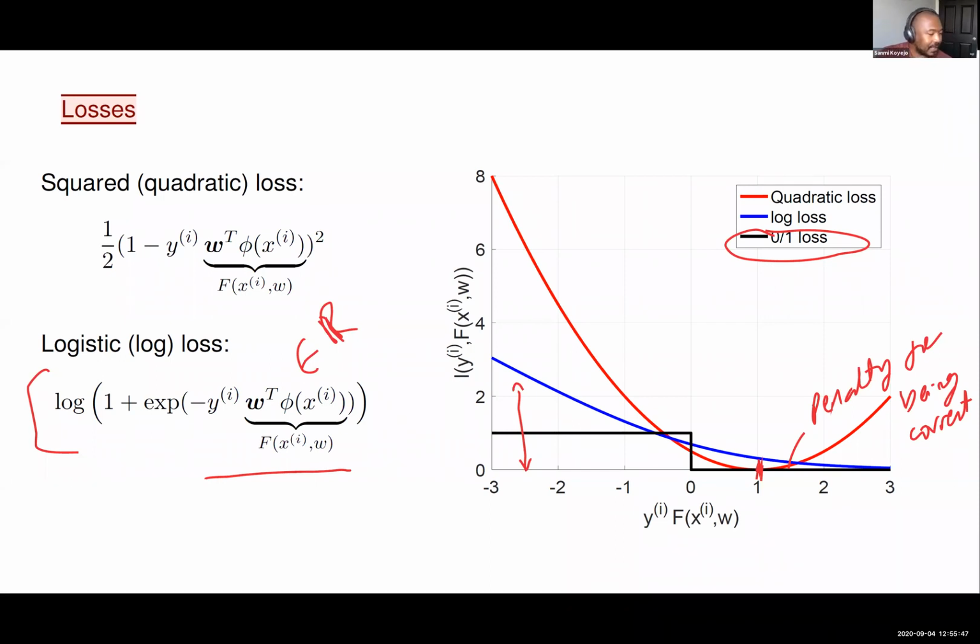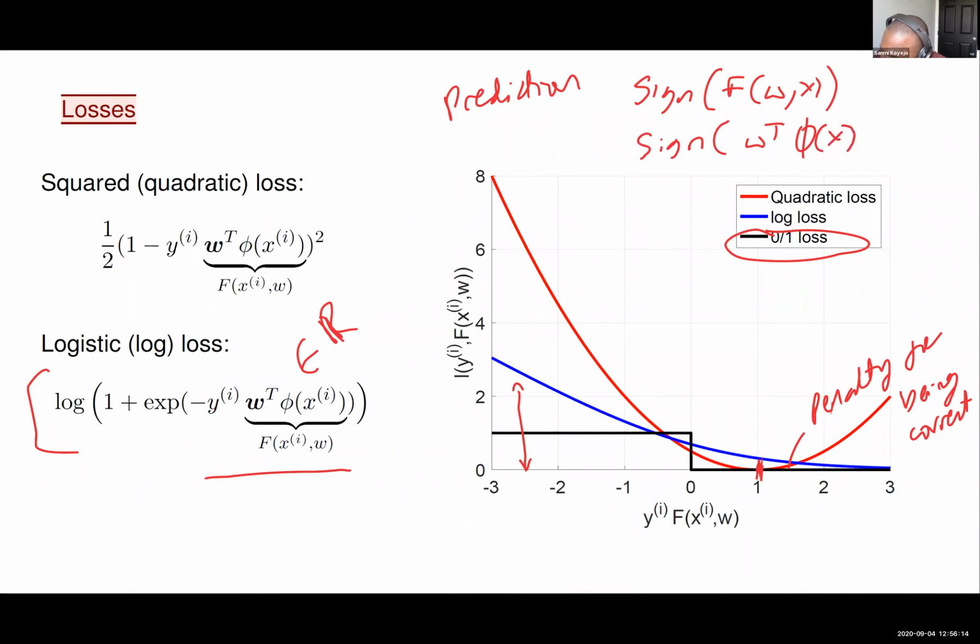Can you use log loss for binary classification? That's exactly what we're doing. So I'm going to optimize the log loss, and then I'm going to use sign of W transpose X. So the prediction is sign of f of X, or sign of W transpose phi of X for our linear model so far.